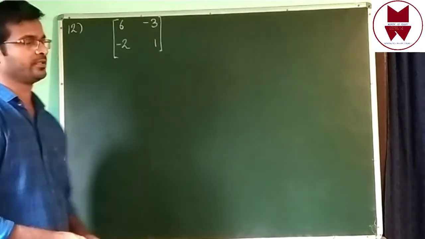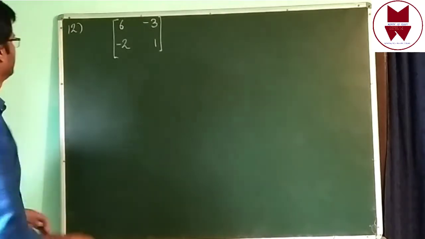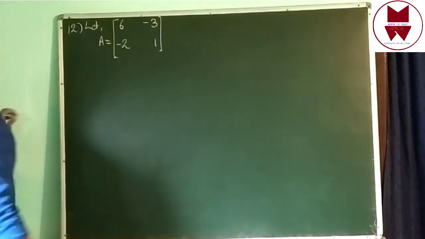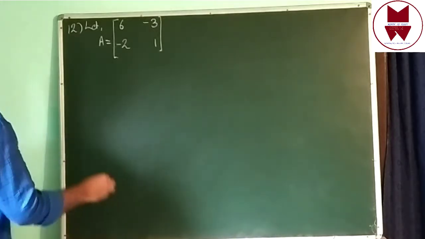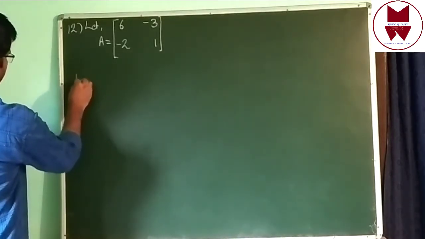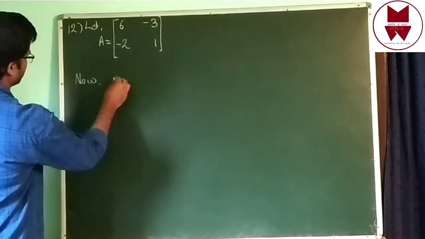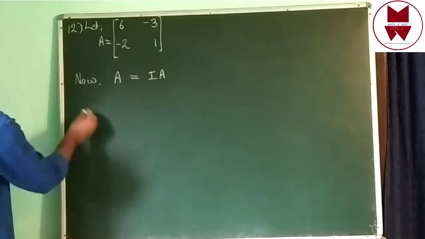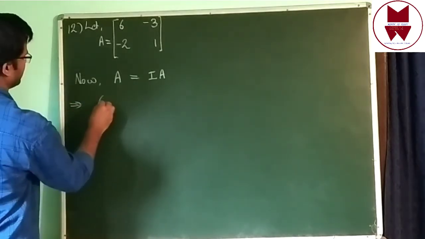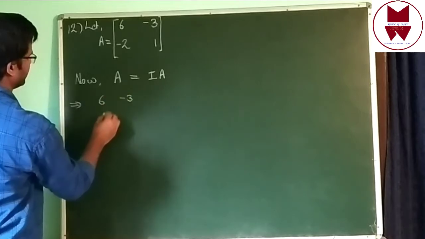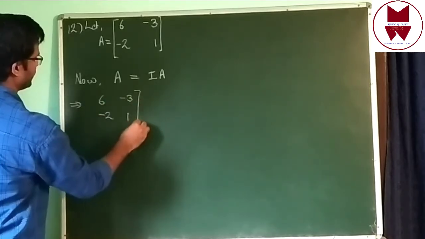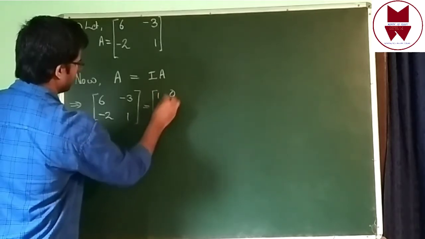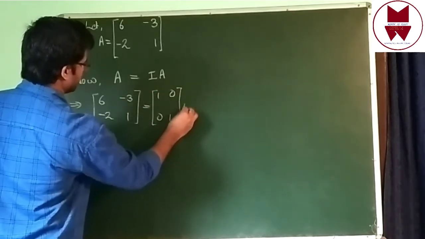You can see question number 12. We have also one matrix given. We have to find out inverse of that matrix. Let A equal to matrix 6 minus 3 minus 2 1. Then first step is A equal to I into A. Implies A we can write already given 6 minus 3 minus 2 1 equal to I means identity matrix 1 0 0 1 into A.